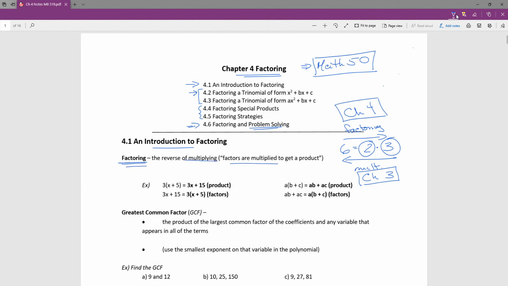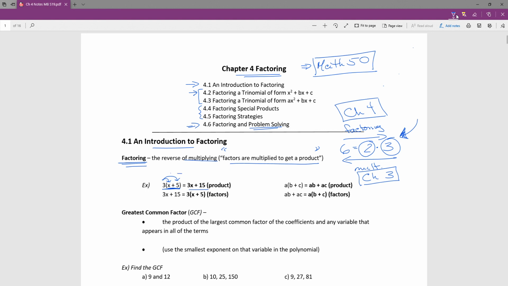So factors are multiplied to get a product. Sometimes putting the mathy words in there can be grounding. And so these are some examples. I already did an example with numbers, like an arithmetic example, but down here would be an algebra example. So in chapter 3, if you were given something that looked like this, you would take the 3 and distribute it to each of the things in the brackets. You would multiply the monomial by the binomial and get this as your product.